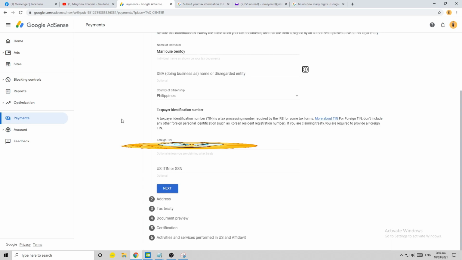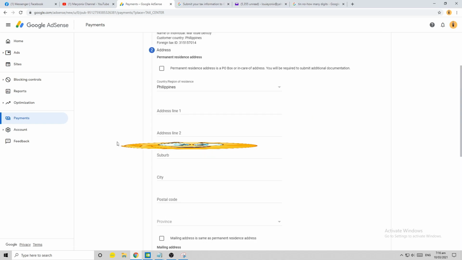For this one, I'm just going to disregard the second one. I'm not going to put anything on that one. Just the TIN number, the country of citizenship, and my name. So just hit next.